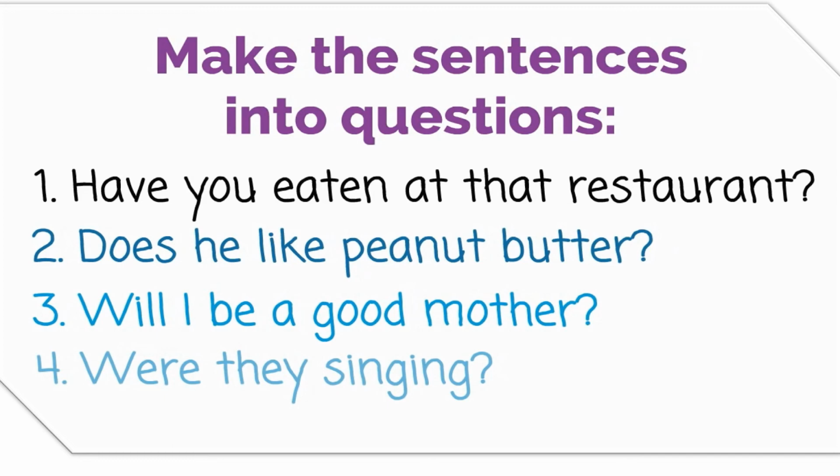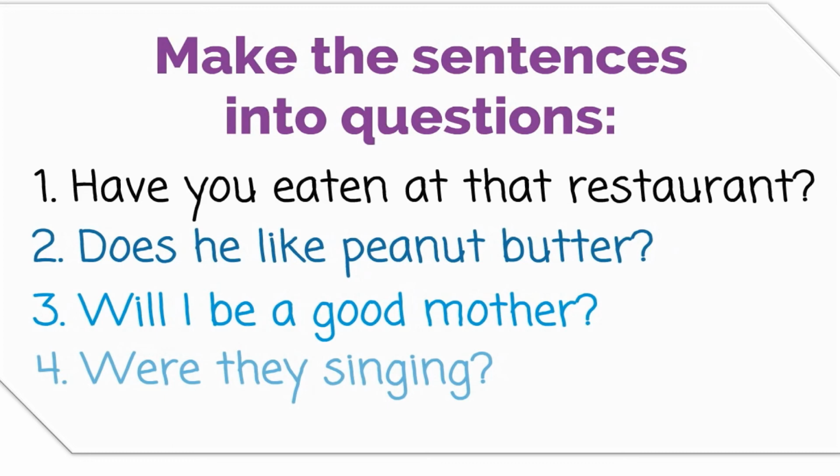This is number one. What about number two? Number two is in the present simple. We use here does. You can use do or does in the present simple. We use do with the plural pronouns I, you, we, they, but we use does with he, she, it. This means the singular pronouns. As you can see, does he like peanut butter?